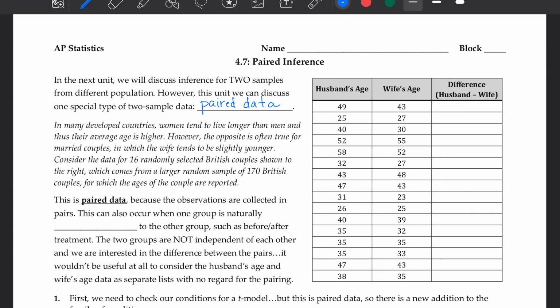So before we get started, since this is paired data, like a matched pairs idea, instead of two different samples, we're going to deal with a single sample that represents the difference. In this case, husband minus wife. So take a moment and fill in that right column in the table for the difference.